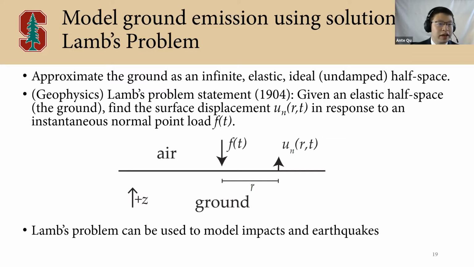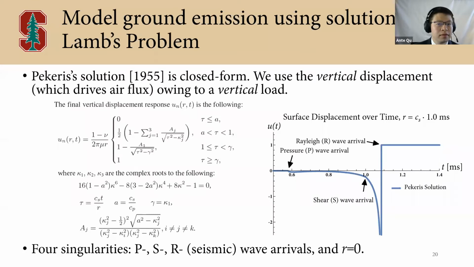If we have a force F(t) applied at a point on the ground, then at location r and time t, the problem asks us to find the vertical normal displacement of the ground, u(r,t). And this can help us model ground sound. Fortunately, in 1955, Pekeris found a closed form solution to this problem. On the right, it's the blue line. This is a plot of the surface displacement with respect to time at a fixed location.